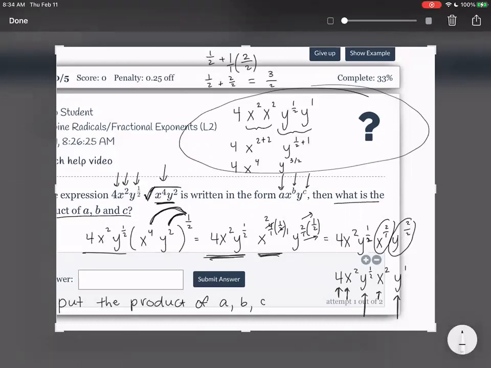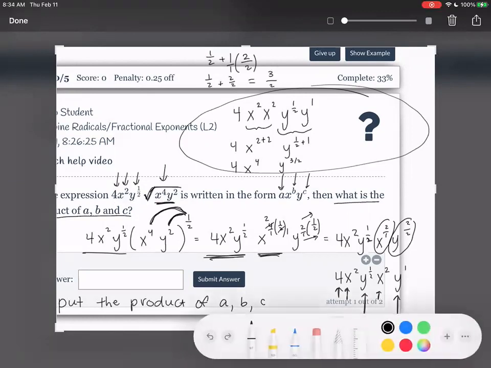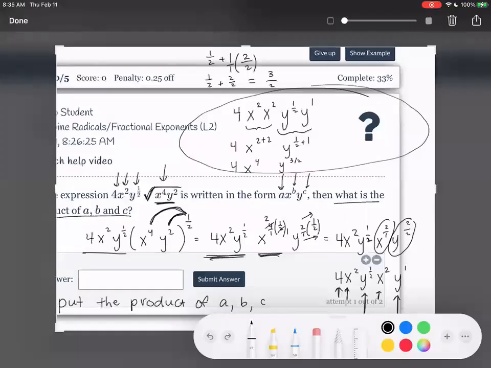Okay, so we finally simplified this entire starting thing into being 4x to the power 4, y to the power of 3/2. Are there any questions up till here? All right, one more step.